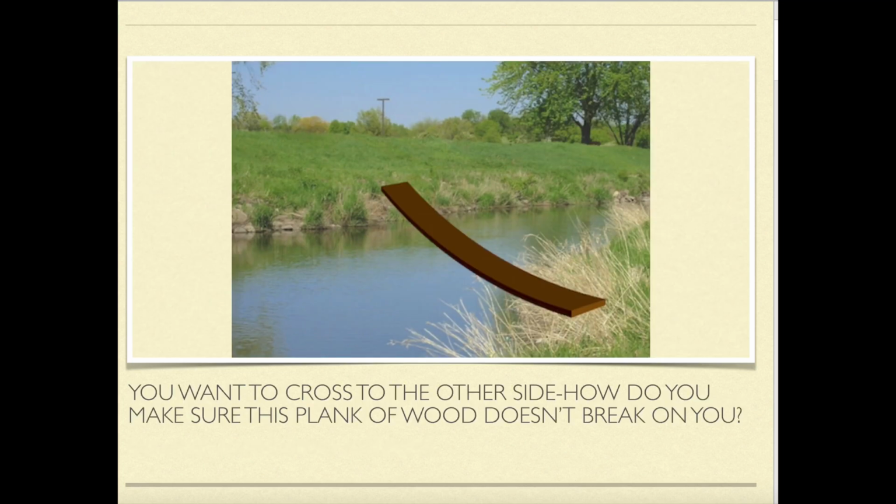Let's take a look at this. Okay, you want to cross from one side of the riverbank to the other side, and you happen to have a plank of wood nearby, so you put it across from one side to the other. Well, how are you going to make sure that it's sturdy enough to hold you up and it's not going to snap and you're not going to fall in? Okay, take a minute to think about it. How can you cross to the other side and make sure this plank of wood doesn't break or bend too much?